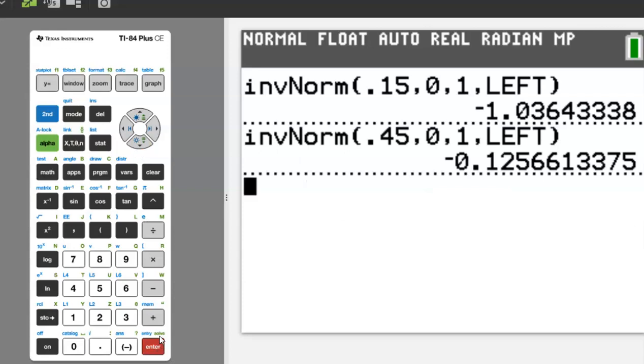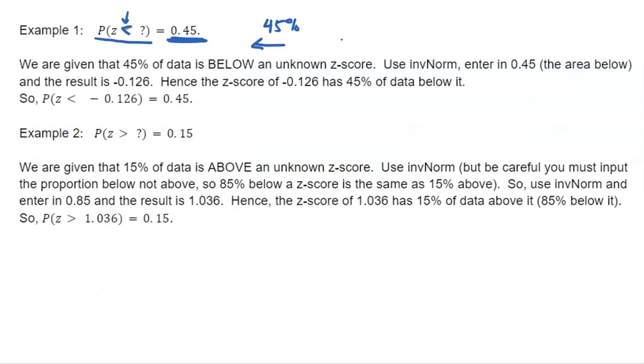But for those of you that don't have that option on your calculator, you have to type in the bottom 45%. And I get that z-score, negative 0.126. So that's the z-score. The z-score is negative 0.126. That's the z-score that has 45% below it. Now, what about this next question here?